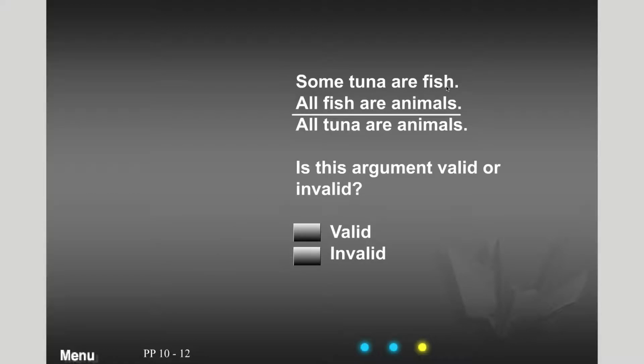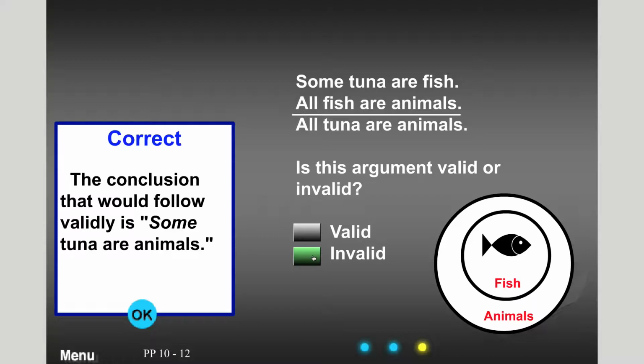So some tuna are fish, all fish are animals, therefore all tuna are animals. So let's look. We have this nice crossover here. Some tuna are animals. Does this tell us that all tuna are animals? No. Some tuna, at least one, is a fish, but it could be that there's some alien creature or something. We don't know. We're not looking at the outside world. We're only looking at the argumentative form. And so it is an invalid argument.